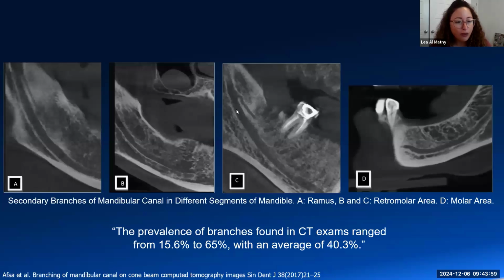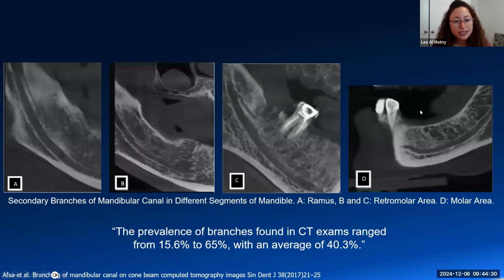They are very common. So I'm going to point out the secondary branch in each of the images. So this is one where it runs vertically. This is image B, where you see it loop back towards the distal. And you can see that they do look like canals. They are emerging from the main mandibular canal. They are well corticated. This one has a larger diameter than A. So notice how these two are different. And this one reaches the alveolar crest.